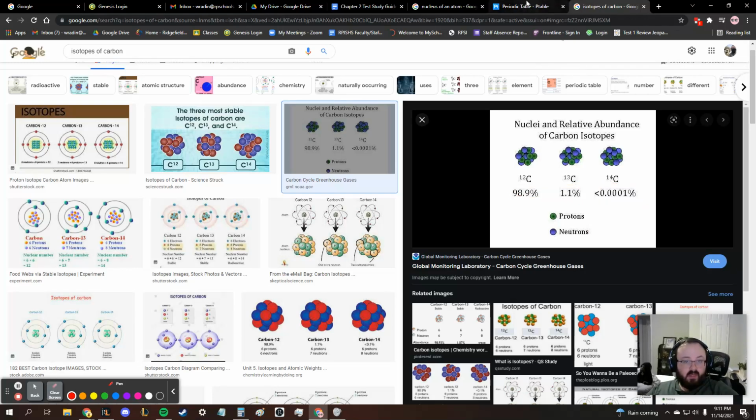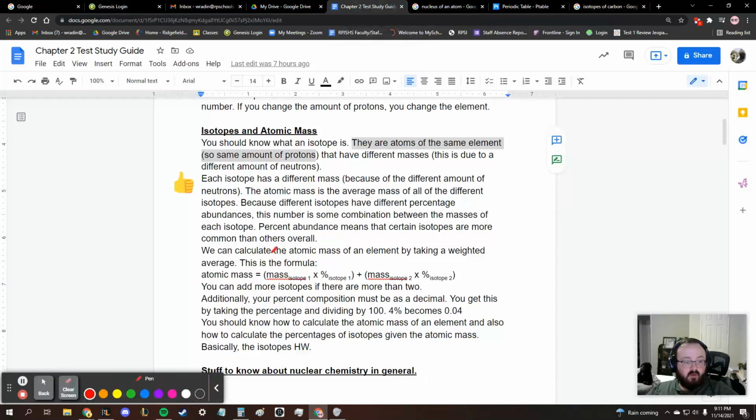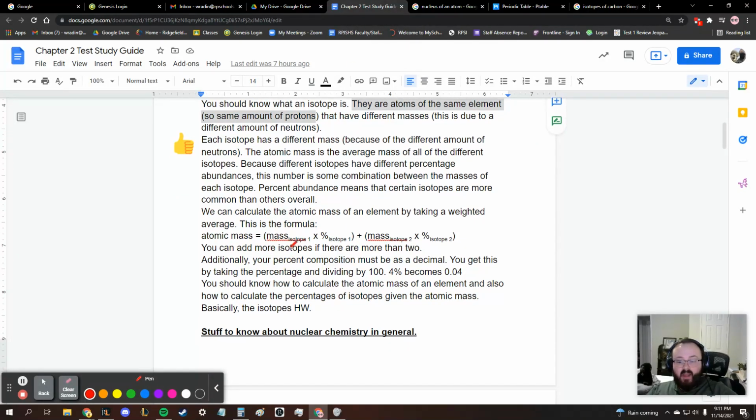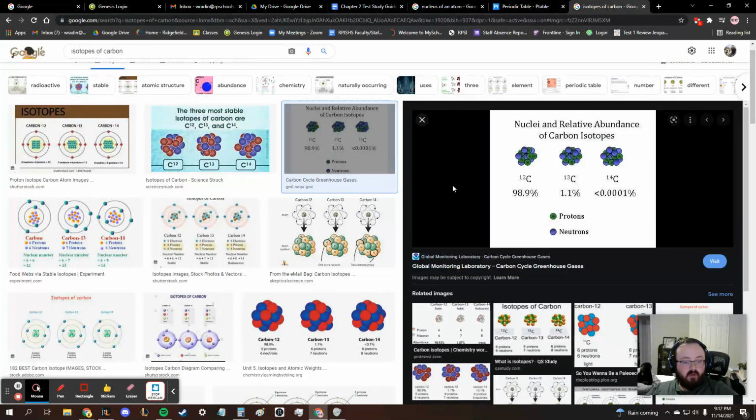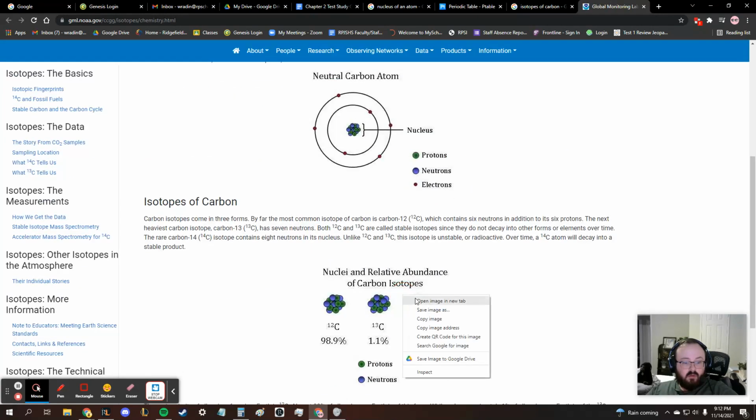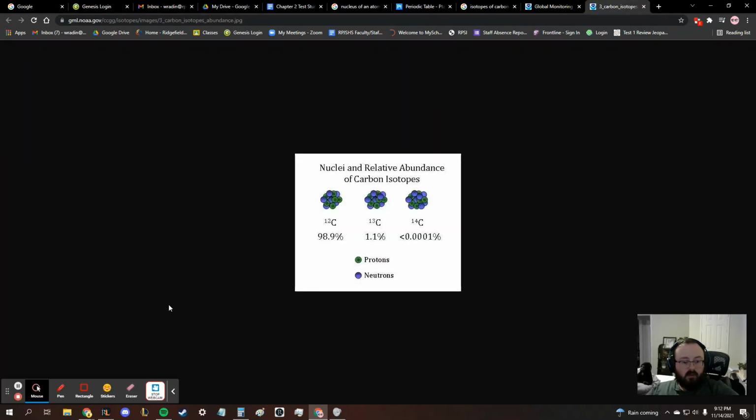Alright, so what does that mean? That means that when we get our average mass, it is a weighted average. You take the mass of isotope 1, multiply it by the percentage of isotope 1. That percentage must be in decimal form. So if we go back to carbon, we're going to ignore carbon 14 because its percentage is so low. I wouldn't give you something that low.